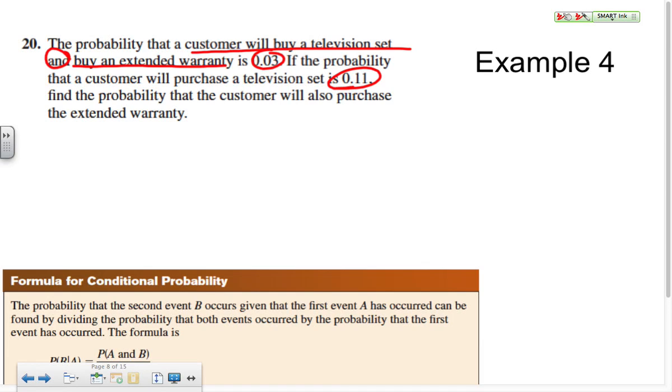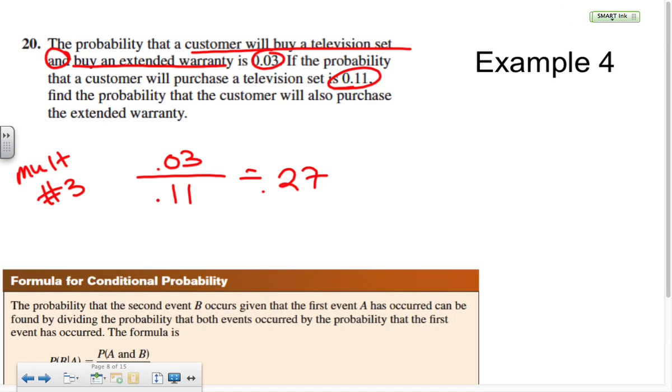So it's the probability of both of them occurring divided by the probability that A occurs. This is the probability of A and B, the probability of B given that A has already occurred. All right. So this is multiplication rule number 3. So if I divide those out, I end up with 0.27. So if we already know that a person has purchased a television, the probability that they will purchase an extended warranty is 27%.